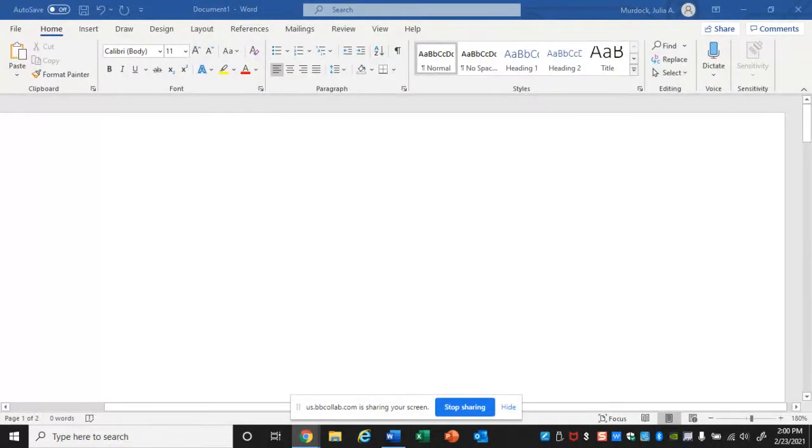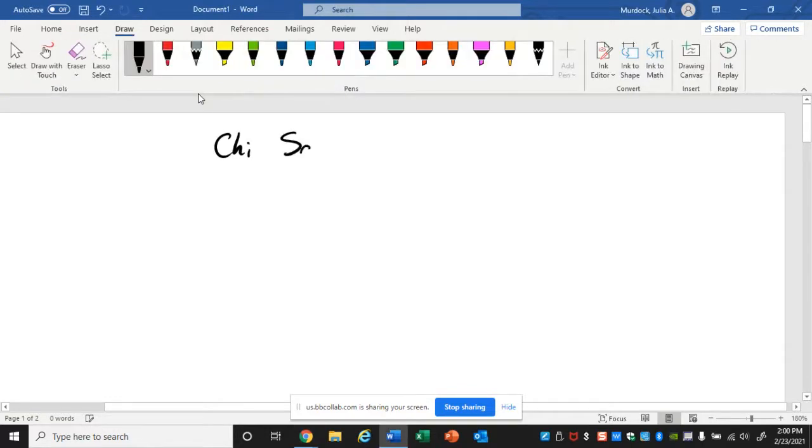All right, so this is a simple chi-square analysis that I'm about to explain here. So this is a chi-square analysis example.